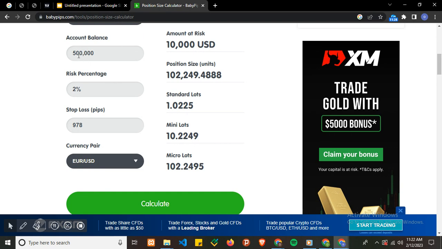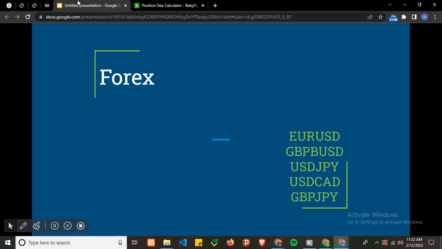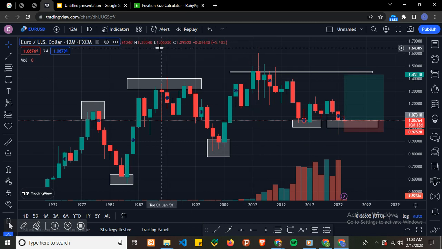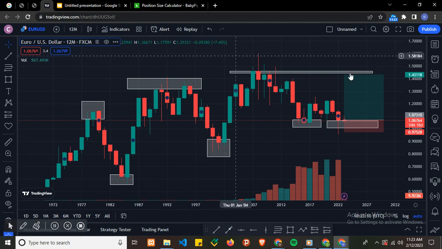So let's try for $1 million. Yeah, correct. This $1 million. The normal standard lot size, if you use a $1 million account, is two lot size. You'll be risking $20,000 and your profit will be like $60,000 plus. Yeah, that's it. Very, very easy, very straightforward. So this is meant for position traders.